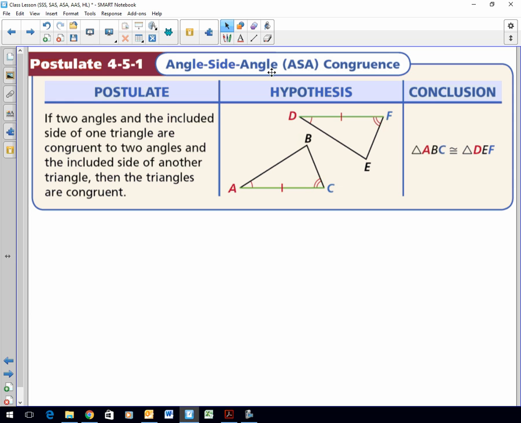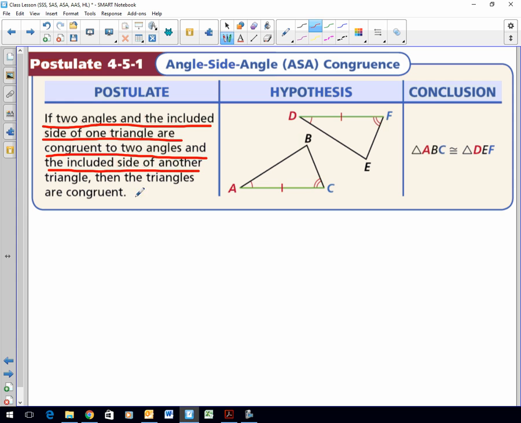The angle side angle congruence postulate says the following. I'll go back later if you need me to. Check it out. If two angles and the included side of one triangle are congruent to two angles and the included side of another triangle, then the triangles are congruent.